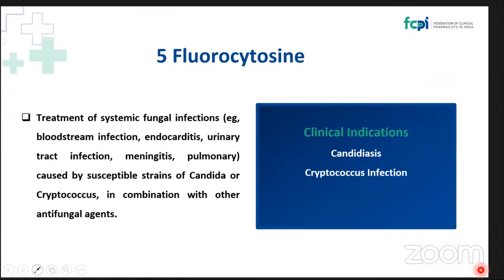They are indicated, for example, in cryptococcal meningoencephalitis. The preferred regimen for a non-pregnant adult is that you give amphotericin B with flucytosine. So you cannot give it alone.